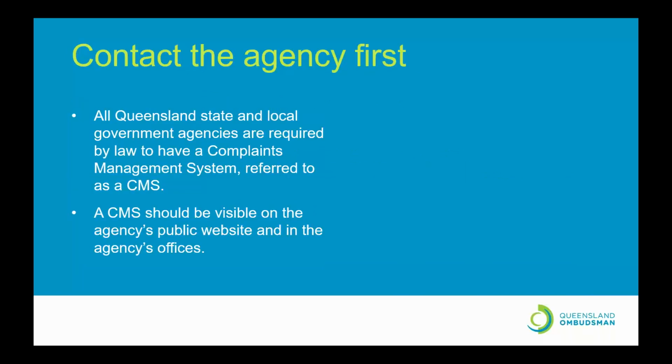Okay, so I just want to talk quickly about the importance of contacting the agency first before you contact us. All Queensland state and local government agencies are required by law to have a complaints management system, which we refer to as a CMS. Now, the CMS should be visible on the agency's public website, and there should also be information available about the complaints management system in their offices. And usually, when a government agency makes a decision, they'll have some information about how the person can make a complaint or seek review of the decision in the letter advising of the decision. That's pretty common now and should happen in most cases.